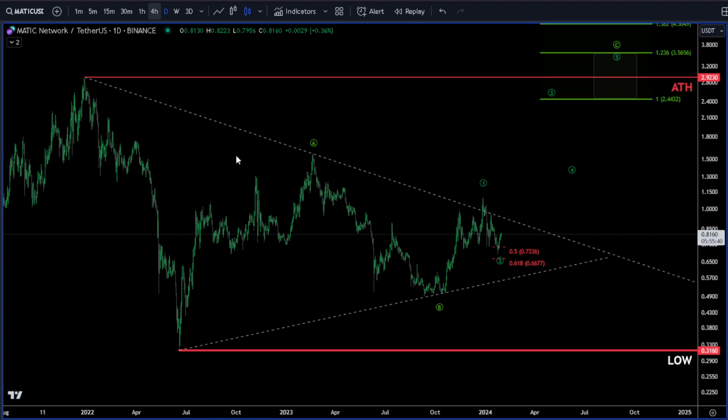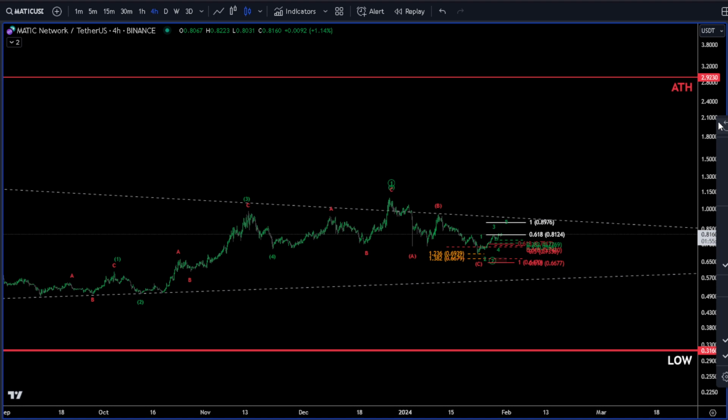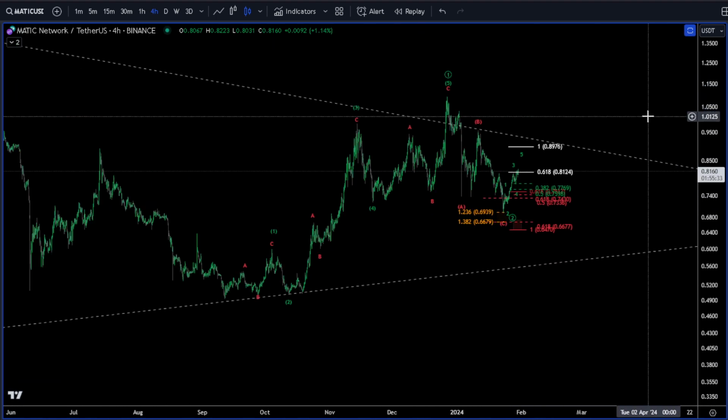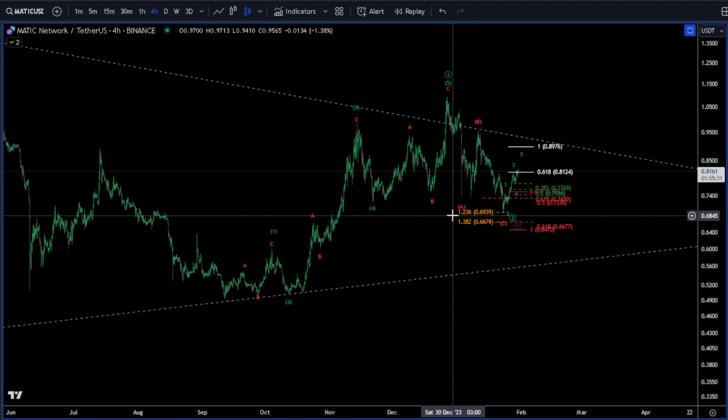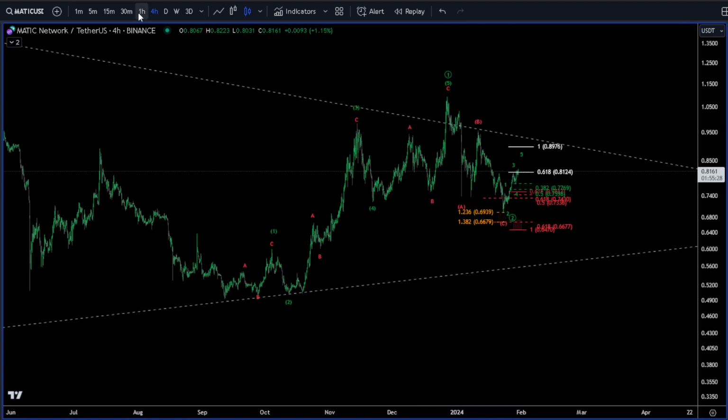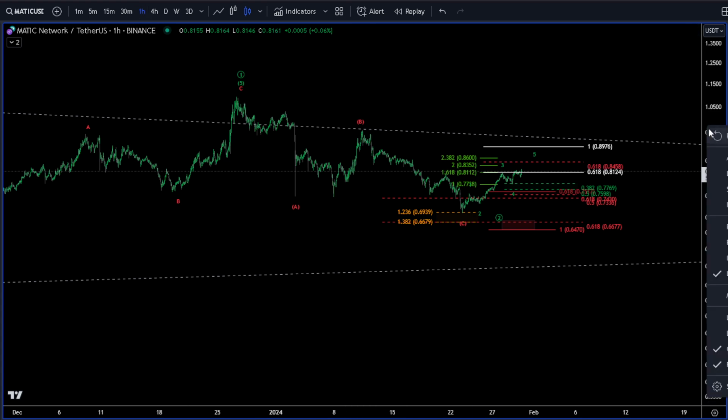Back to my primary, we'll go down to the 4 hour. Started off this move as what I have labeled as a diagonal, and we had a 3 wave move to the downside, a B wave, and 5 waves down to complete an ABC.